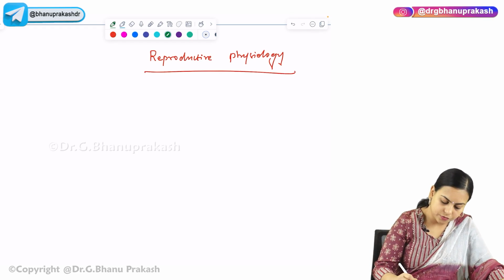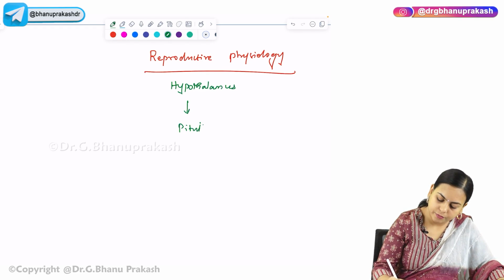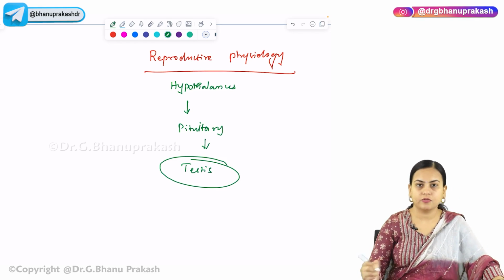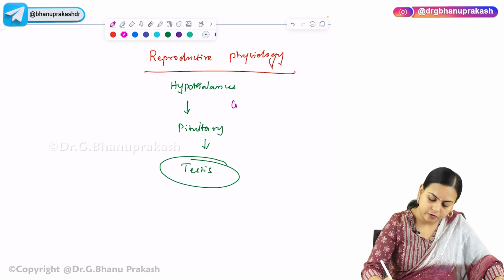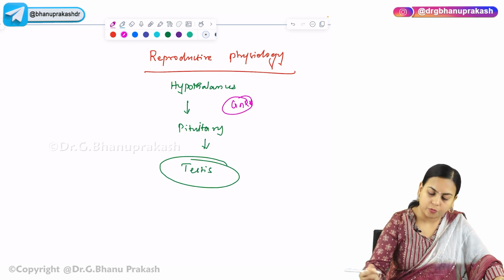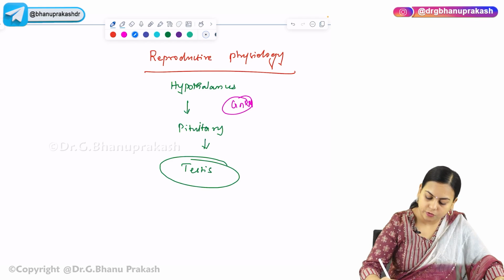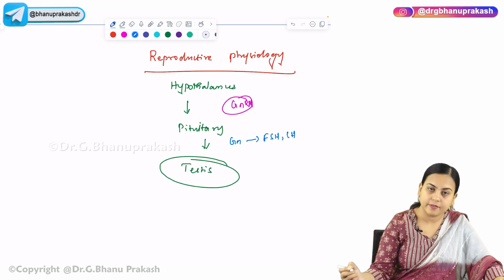The hypothalamus is the higher center which will be acting on the pituitary, and this will be acting on the testes in case of a male. So what are the hormones coming from the hypothalamus? Yes, it is gonadotropin releasing hormone. This gonadotropin releasing hormone will act on the pituitary to produce gonadotropins. What are the gonadotropins? It is follicle stimulating hormone and luteinizing hormone, and finally we have the testes.